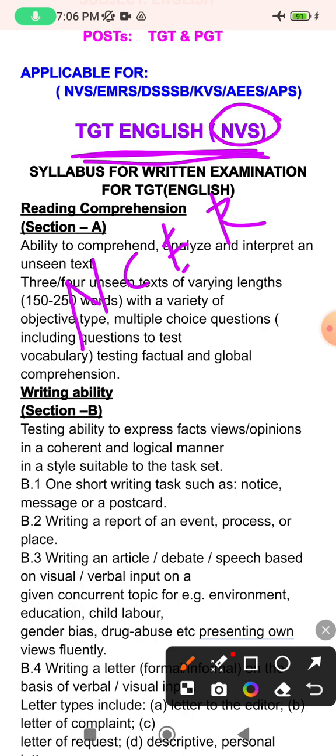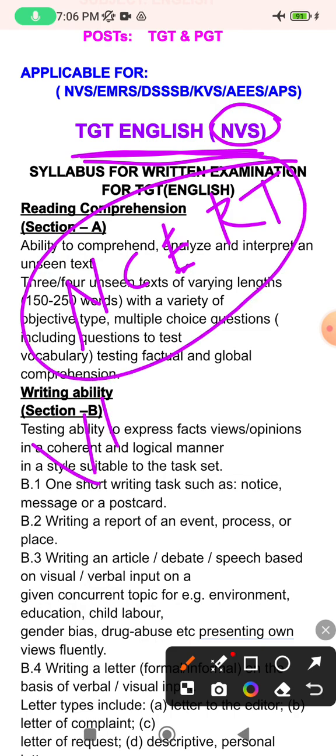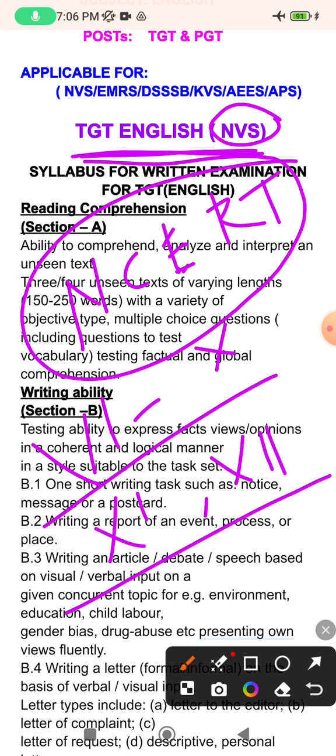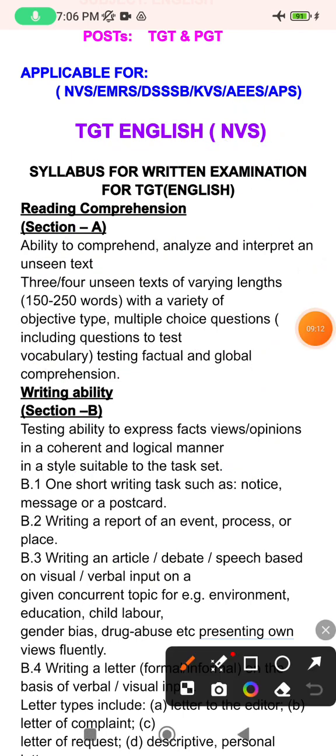You had the grammar, vocab and writing skill side by side. In place of literature, you will have questions from NCERT books, for TGT 6 to 10 and for PGT 11 and 12. So this is quite a changed syllabus for KVS TGT English and PGT English. But except KVS, if you think of NVS or EMRS, DSSSB or APS also, there are no NCERT books prescribed, only your vocab, literature and grammar.